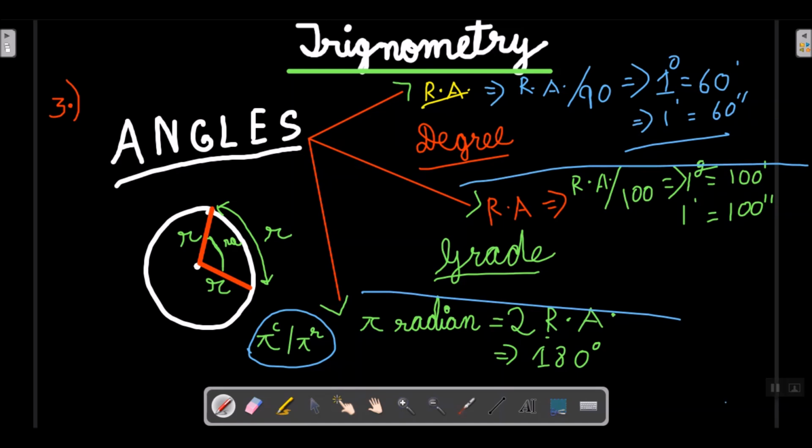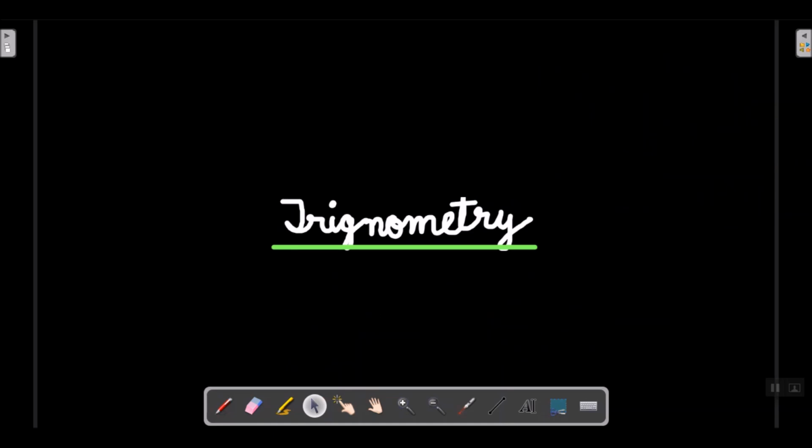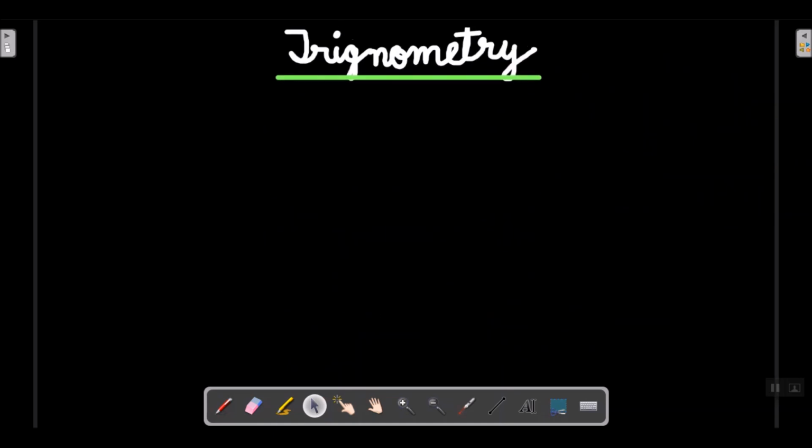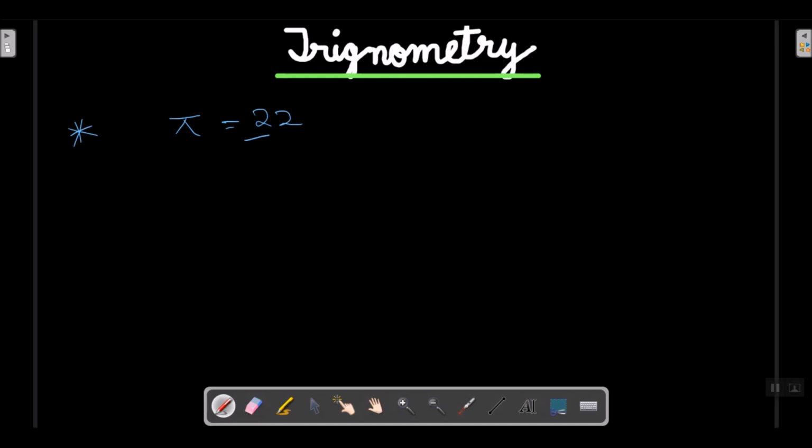Wait a minute guys, let me tell you a fact. The fact is pi is equal to 22 by 7. You will say, I know that, what's the fact? But I will tell you it's not equal to 22 by 7. You will say, what? Our teacher told us that pi is equal to 22 by 7. You are wrong. So let me tell you what is pi.